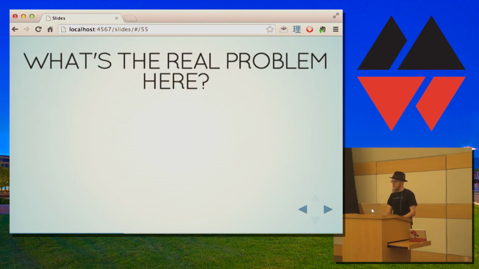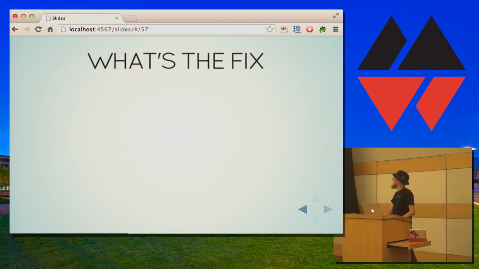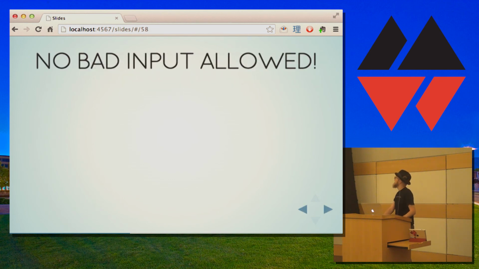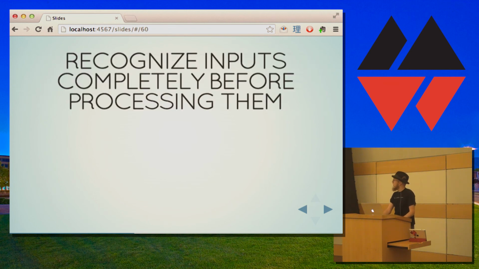So what's the real problem here? The real problem is bad input validation, and the way that you deal with that is pretty obvious. We want to have good input validation. We don't want to allow bad inputs. If an input is bad, we don't want our application code to even see it. We want it to just go away. We want to say, that's rejected. No. But how can you do that? The way that you do that is by recognizing inputs before you process them.